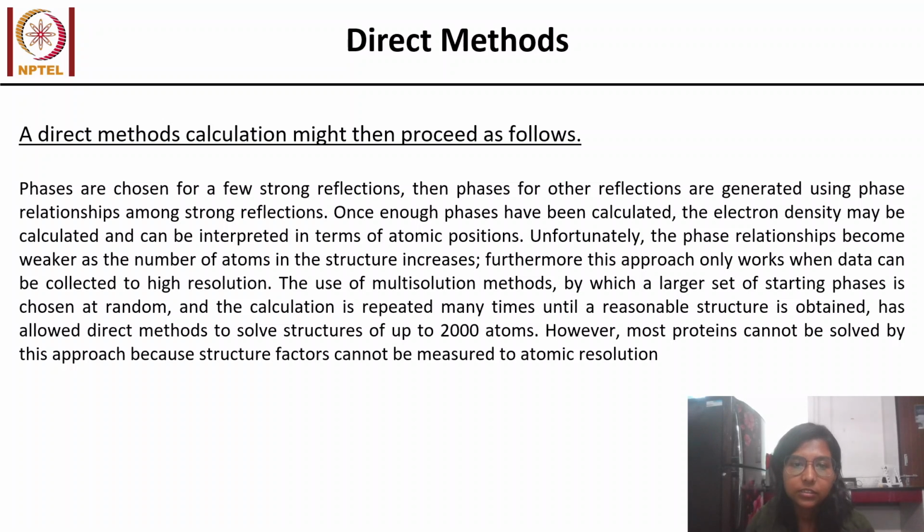Now, if the number of atoms in the structure keeps on increasing, for example moving to more complex structures like proteins, then the phase relationships become weaker as the number of atoms in the structure increases. And further, this approach only works when the data can be collected to high resolution. So, most proteins cannot be solved by this method. Why? Because the structure factors cannot be measured up to that resolution.